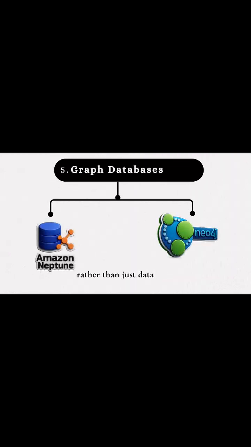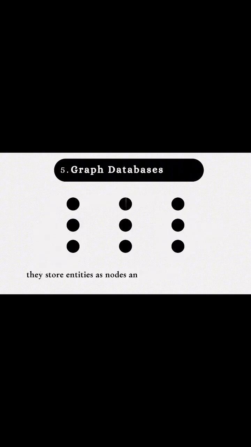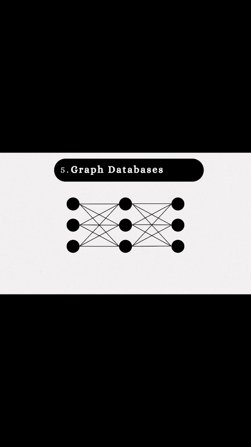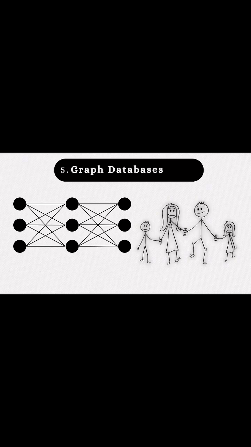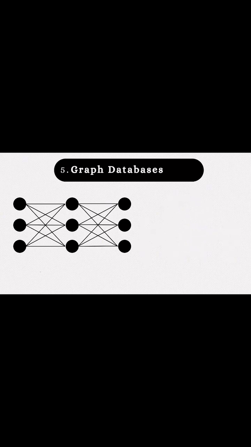Graph databases focus on relationships rather than just data itself. They store entities as nodes and relationships as edges, making it easy to traverse complex connections. This design is particularly powerful when relationships are deeply interconnected and queries involve multiple hops.